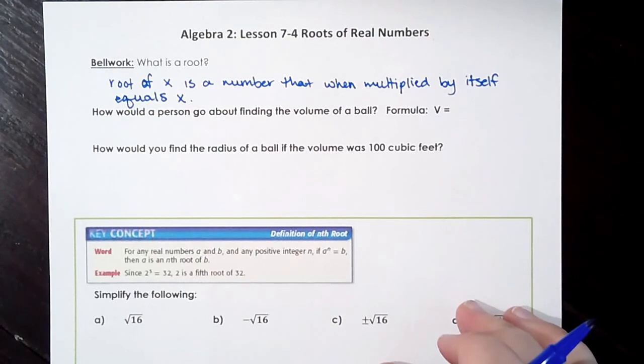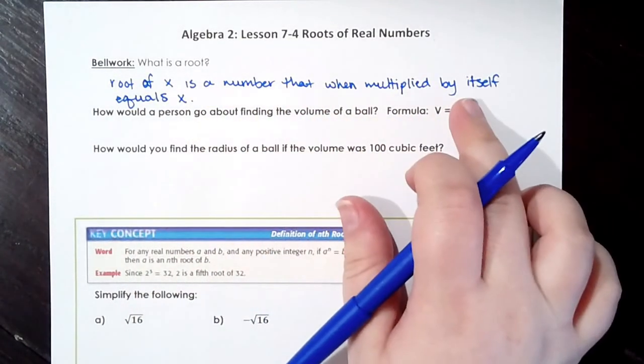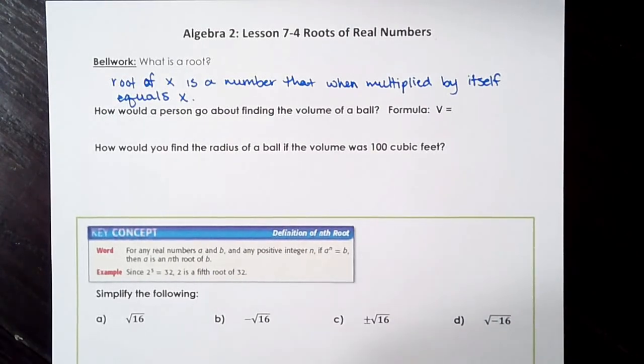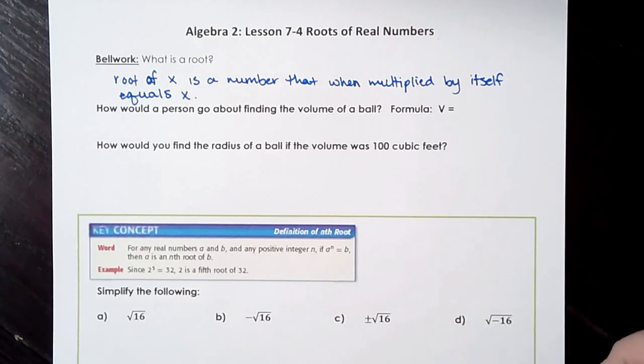So how are we going to use this definition? Well, we've already talked about square roots a little bit. We're going to talk about those more in depth, but we're also going to be talking a little bit about cube roots and this idea that you can either take x times x to get x squared, or you can take x times x times x to get x cubed, and that can create a cube root, something else to work with. But before we get into that, how would a person go about finding the volume of a ball?